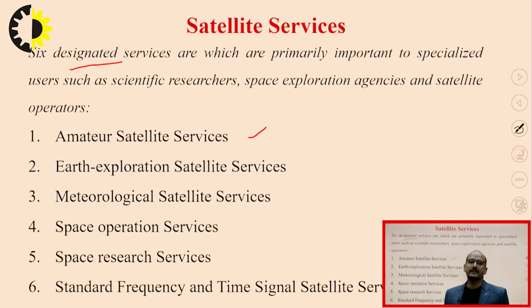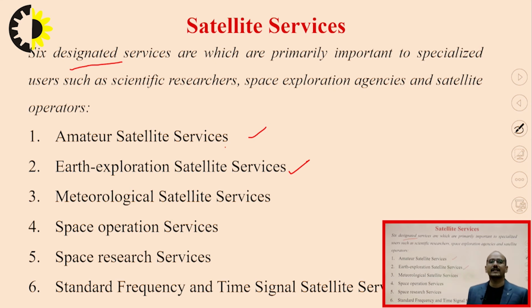How can you understand these amateur satellite services? Basically, when you are sending any satellite into space, that satellite has its specific time cycle. In that particular time cycle, that satellite is going to work. Before that and after that, that satellite is not in a working state. So basically, amateur satellite services are there for the health monitoring of an individual satellite. The second type is Earth exploration satellite services.